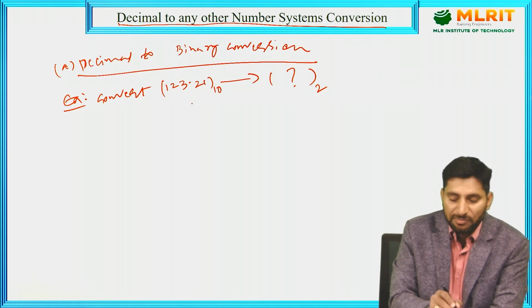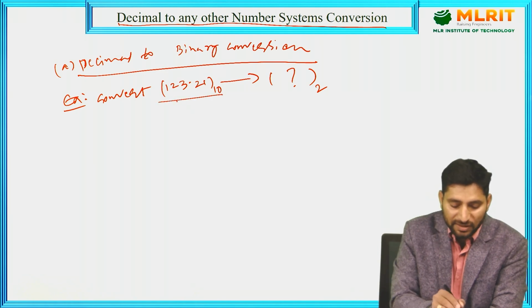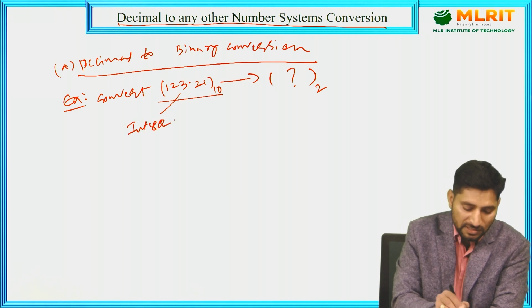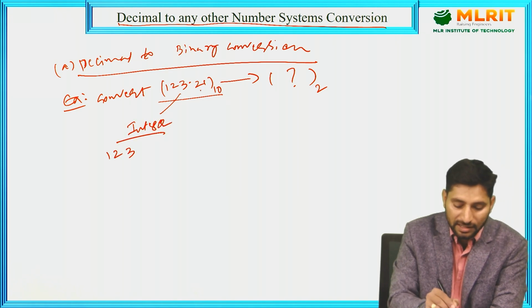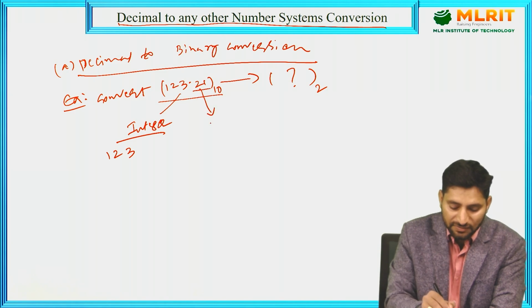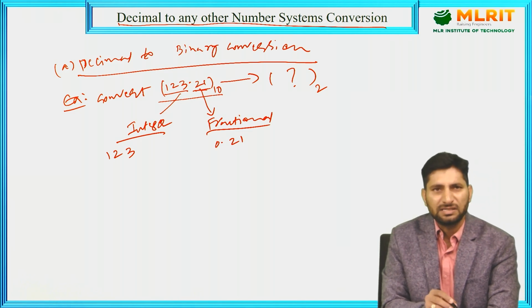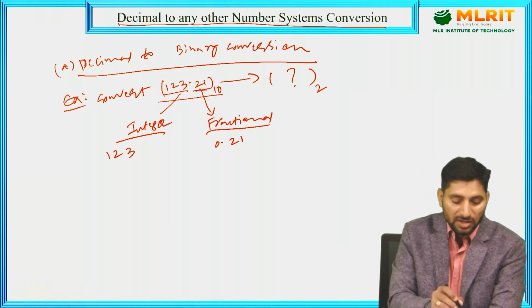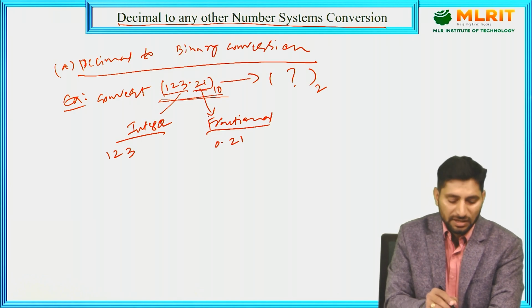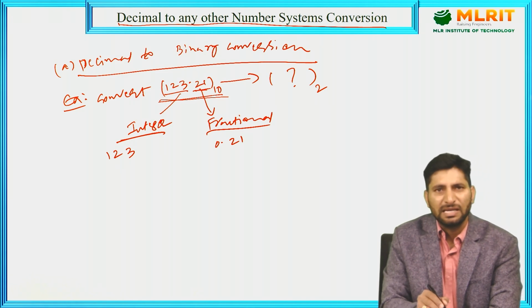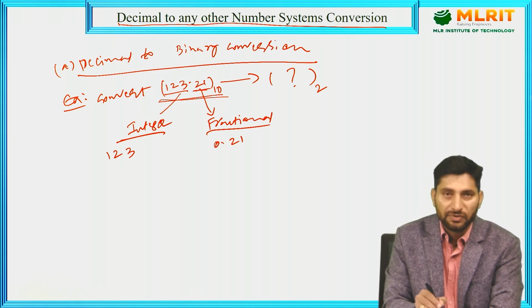While converting from decimal to binary, we have to see that this number has two parts. This part, 123, is the integer part, and this one is the fractional part. What is the fractional part value here? 0.21. For these two parts, integer and fractional, I have to do different processes. While converting from decimal to binary, I need to divide the integer part by 2 and multiply the fractional part, that is 0.21, by 2.